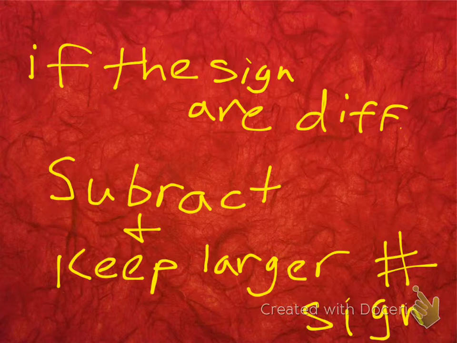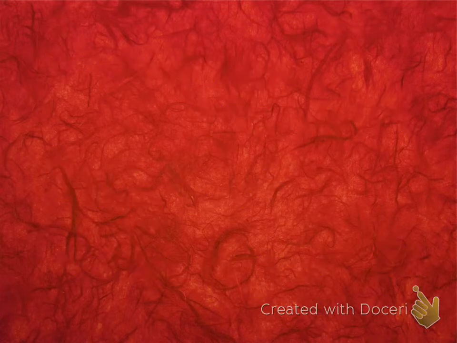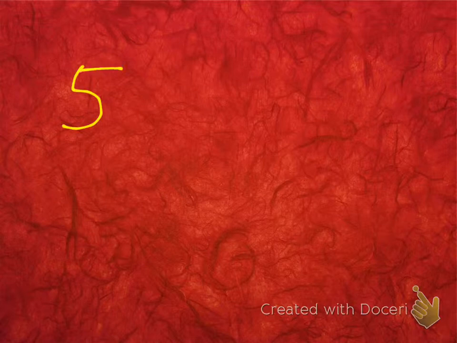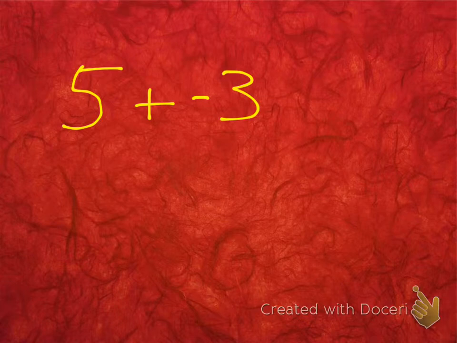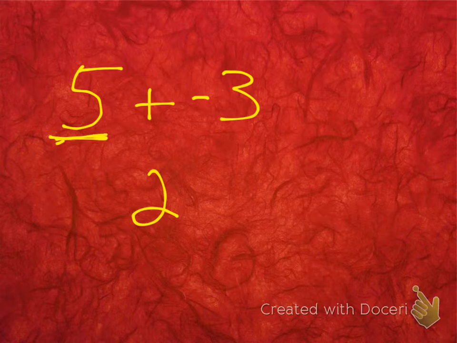So let me show you an example. If I have 5 plus a negative 3, the signs are different. We have a positive and a negative, so we're going to subtract. 5 minus 3 is 2. My larger number was 5, so my answer is positive. That's right.